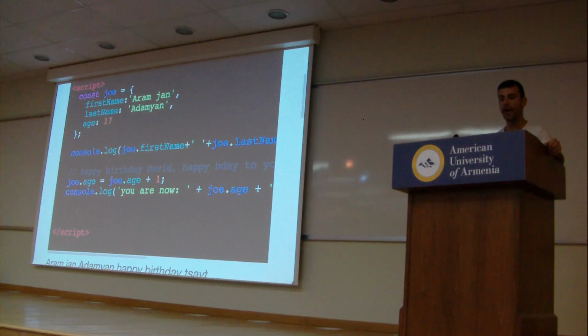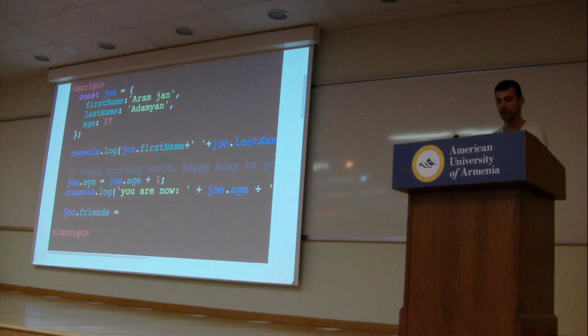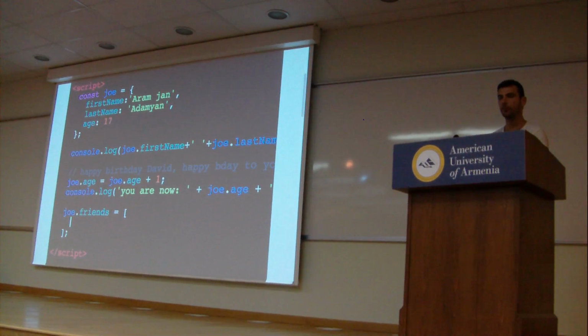So now we want to add friends to Aram, whose constant is Joe. So how do I add some friends? Tell me. Joe.friends equals a list, because he's going to have more than one. A list. Great, I made it a list. Now let me fill that list with some people. How do I represent the person? An object, yeah. So an object can contain what kind of values? You tell me. I mean for a person.